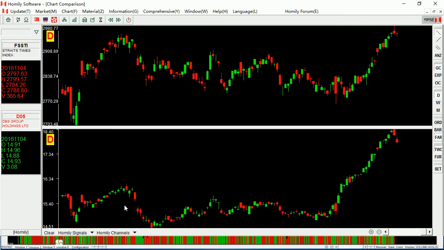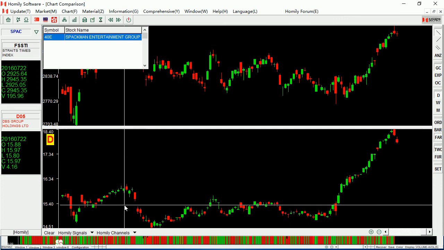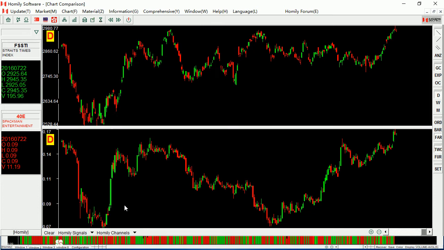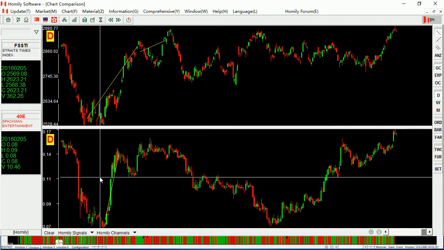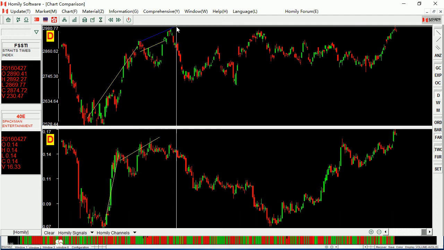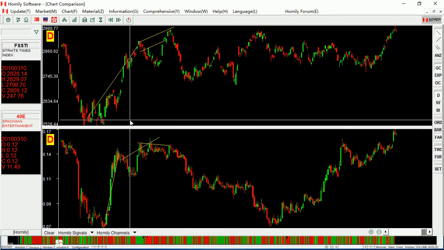But let's see this one. Spekman recently is also good, right? Then we can see the price and the market. Here, the market goes up, the share goes up. The market continues to go up, the share goes up. But we can see here, the market creates a new high, but the share cannot. So during this period, this stock is not good, so we had better not operate.